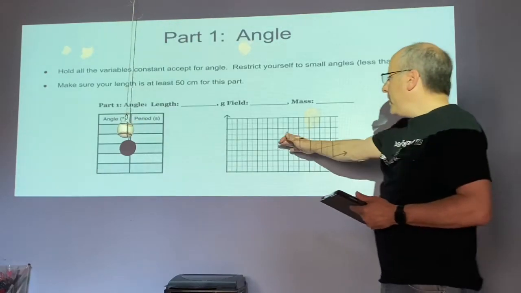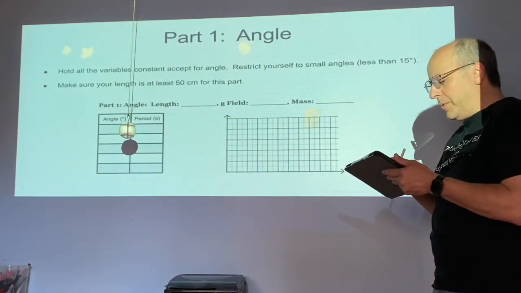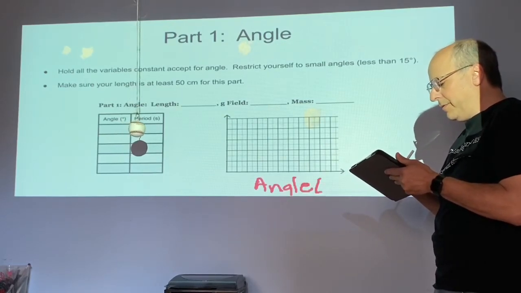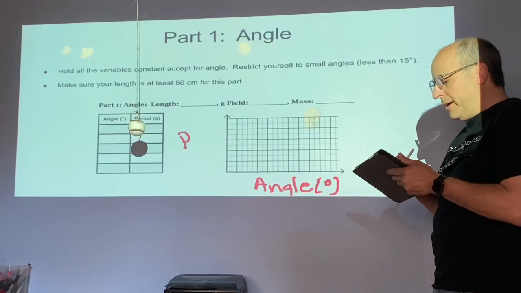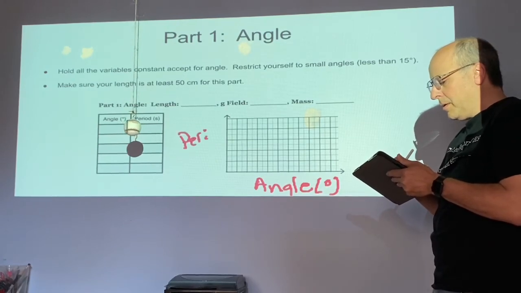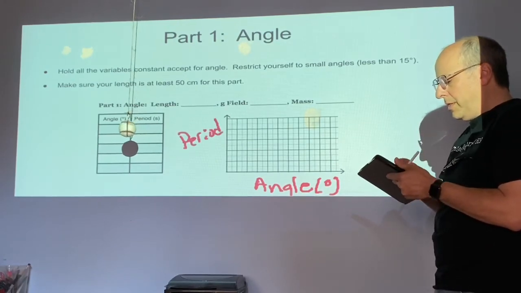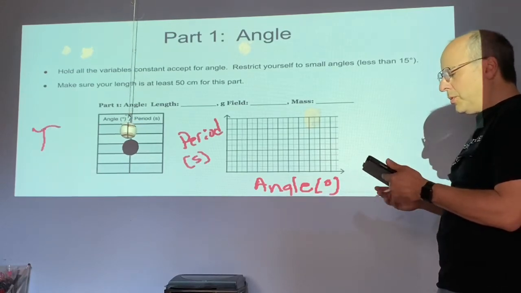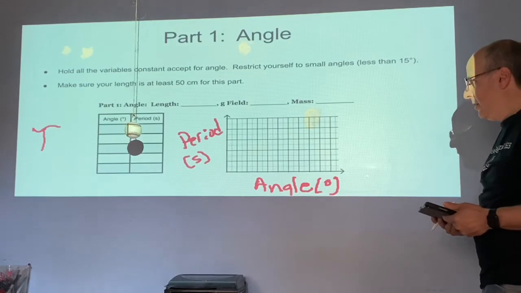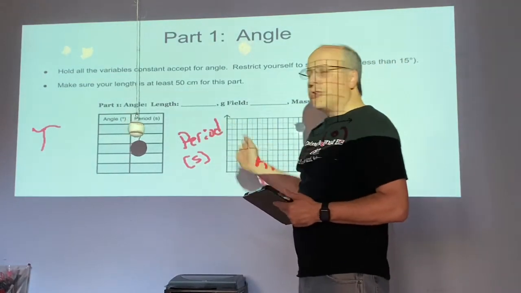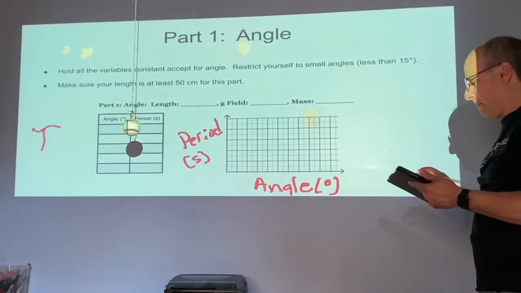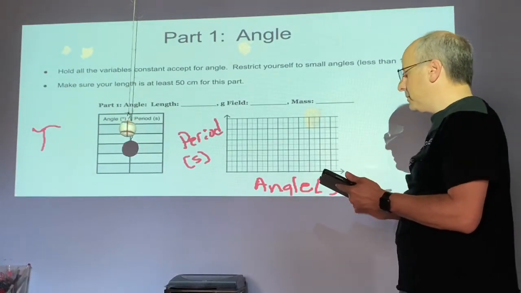When you're done, make a graph. You're going to put angle on the X, that's what you were in charge of. And you're going to put the period on the Y. The symbol for period, if you wanted to use just one letter, is a capital T. Don't use P, that's pressure and power. Capital T is what we use for period. And again, it's in seconds.